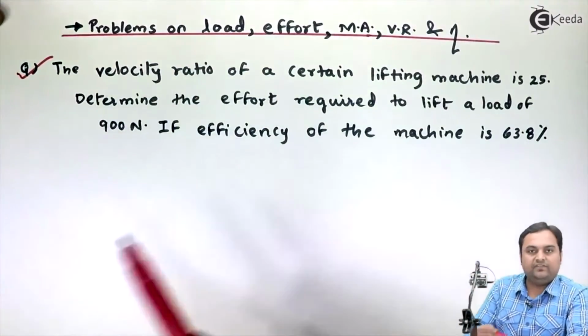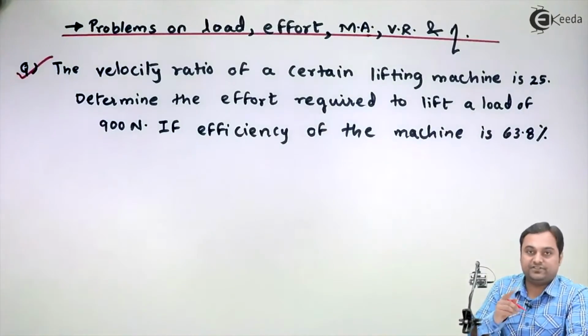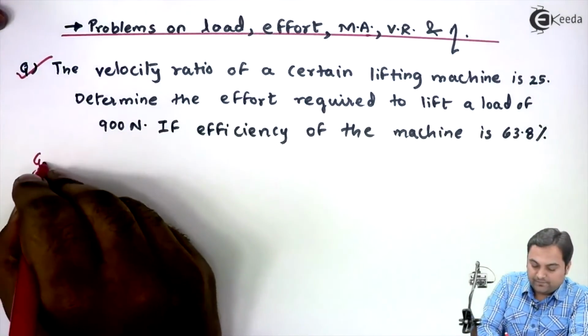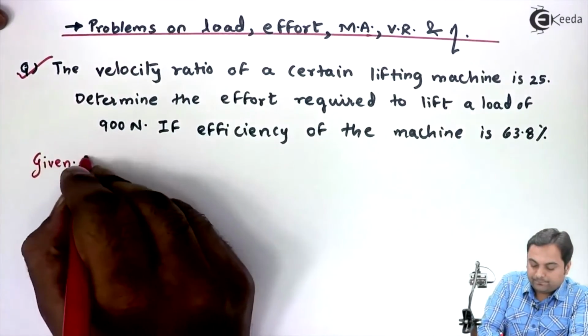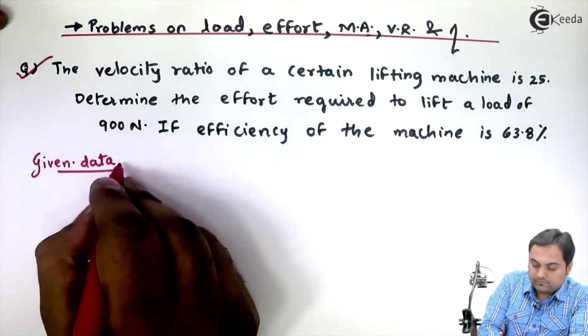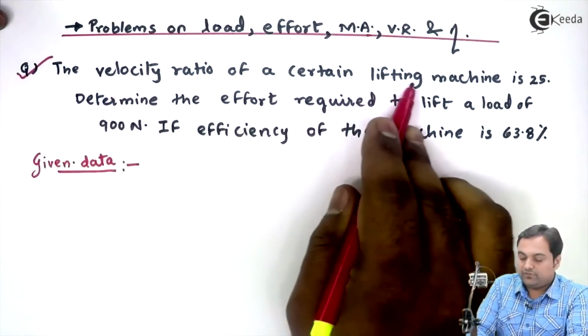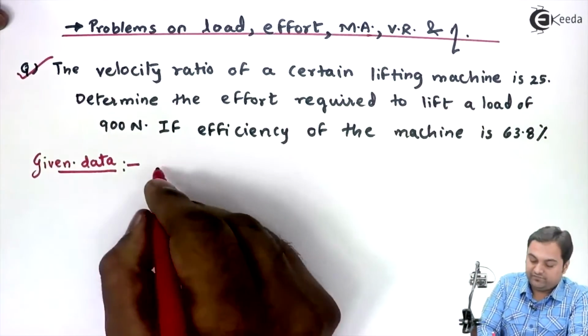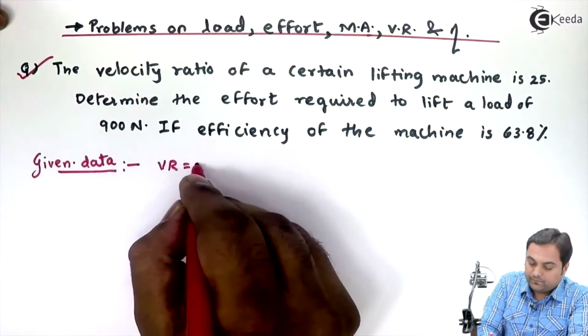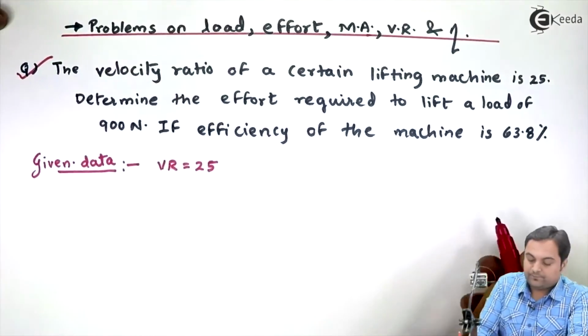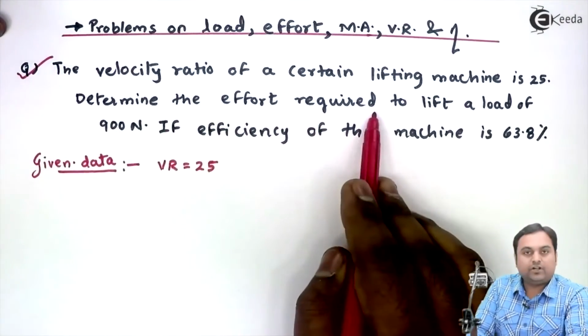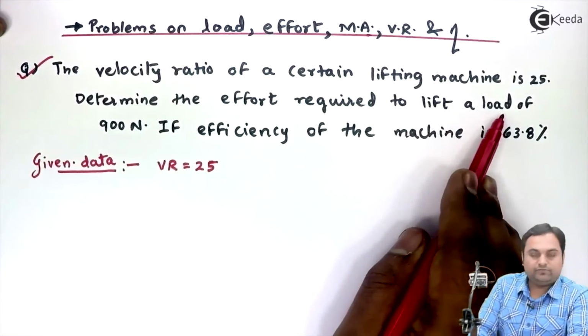Whatever is given here, I will write that in the form of data first. So here I'll write the data. The velocity ratio of a certain lifting machine is 25. So VR is given as 25.